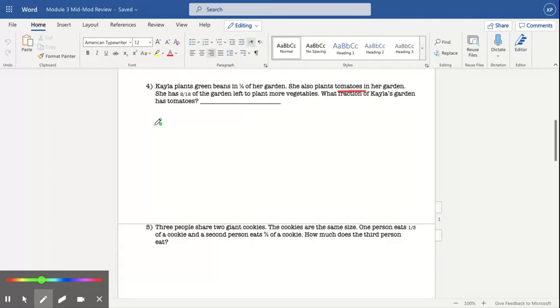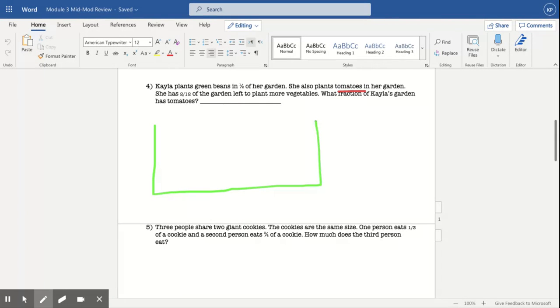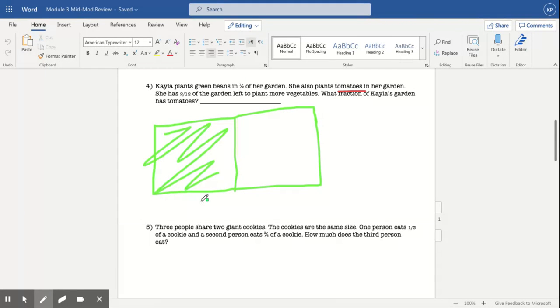All right, well, if this is Kayla's garden and our models don't have to be to scale, what I mean is when I cut this model in half, if it's not a perfect half, that's okay, because this is really going to be more or less a tape diagram and not a fractional model. So I know that half of Kayla's garden is green beans.